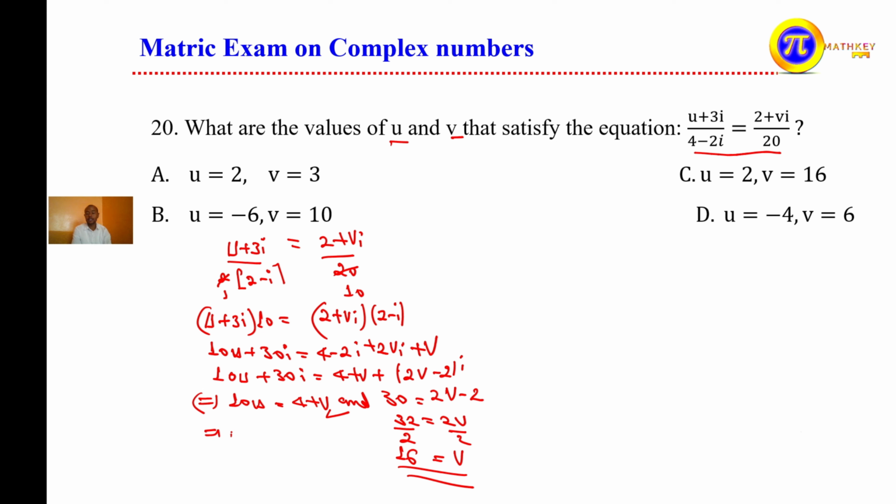This implies 10u is equal to 4 plus 16, which is equal to 20. So, to find u, divide both sides by 10. The value of u is equal to 20 divided by 10, that is 2. So the value of u is 2 and the value of v is 16. From the given alternatives, the correct answer is C.